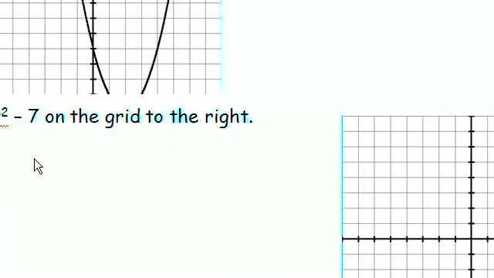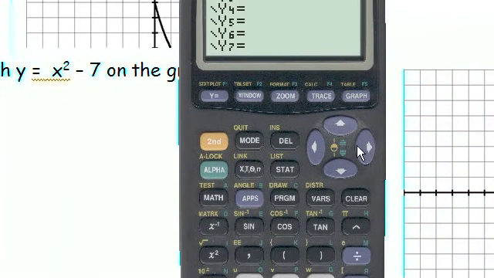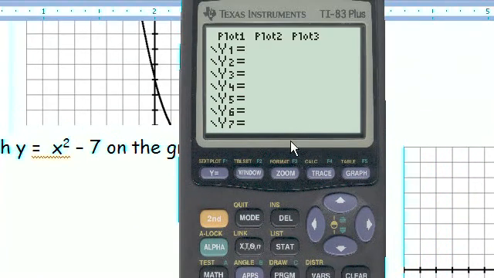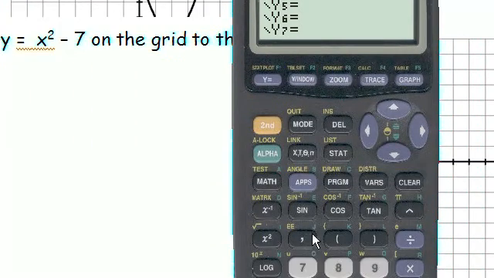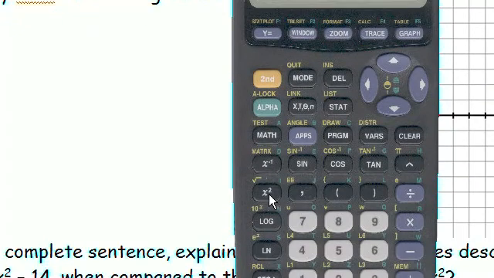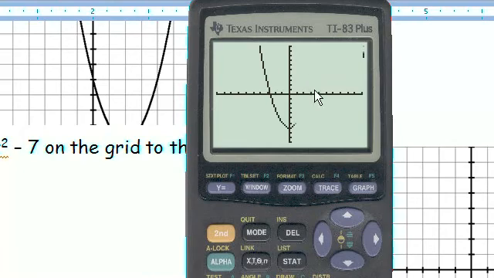Number 7, graph x squared minus 7 on the grid on the right. Let me show you. Let's use the calculator to do this. Oh, calculator, you do all our thinking. All right, x squared minus 7. Let's graph it. Okay, graph. Okay, nice graph.